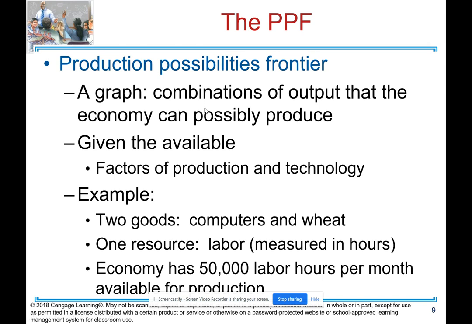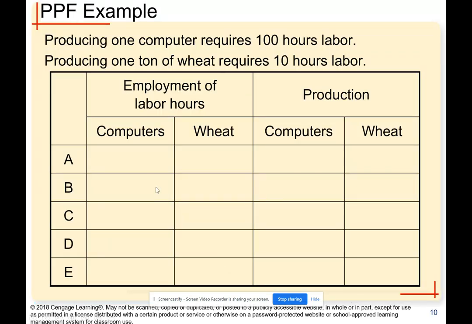Trade-off. One of the first principles in Chapter 1 is that people face trade-offs, nations face trade-offs. So the production possibilities frontier is a device that clarifies that concept. So let's use an example. Two goods. This nation produces only two goods, computers and wheat. And we're only going to use one resource, and that is labor, measured in labor hours. The economy has 50,000 labor hours per month available for production. So let us have a table to demonstrate.